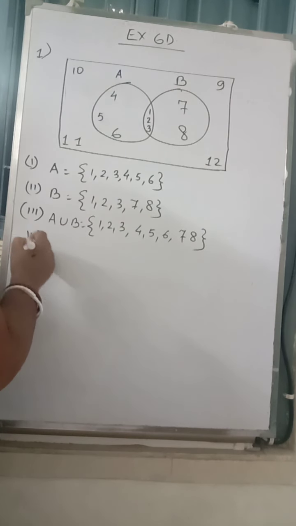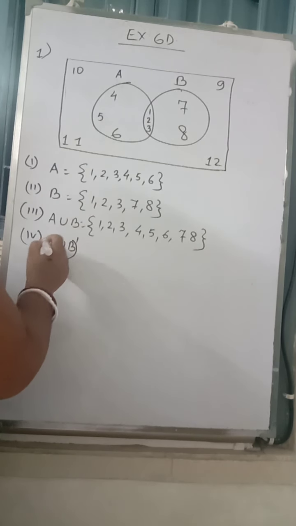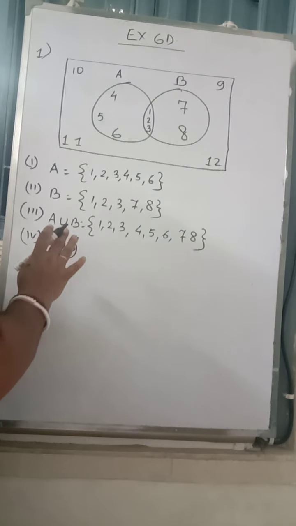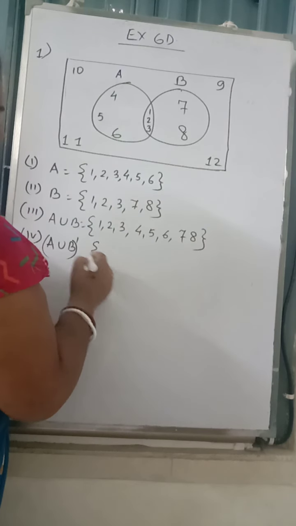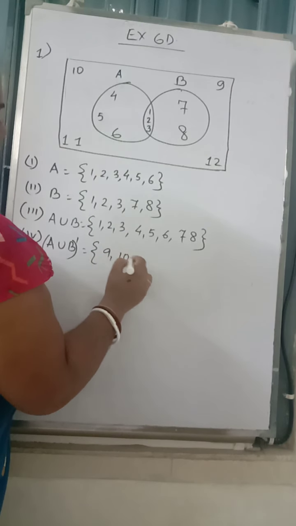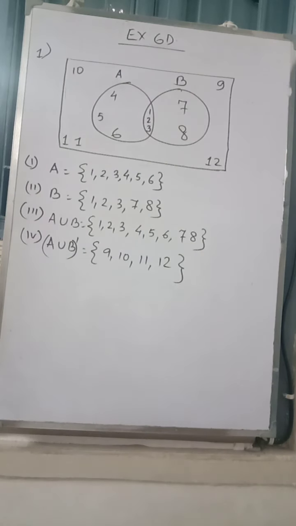Number 4 is A union B complement, or dash. The meaning is leaving A union B, what is left in this set. So we have these 4 members which are other than A union B. What are they? 9, 10, 11, 12. So this would be A union B dash. What do we know? That U minus that particular set represents the complement of that set. So A union B dash will be leaving the members of set A union B, that is A union B dash.